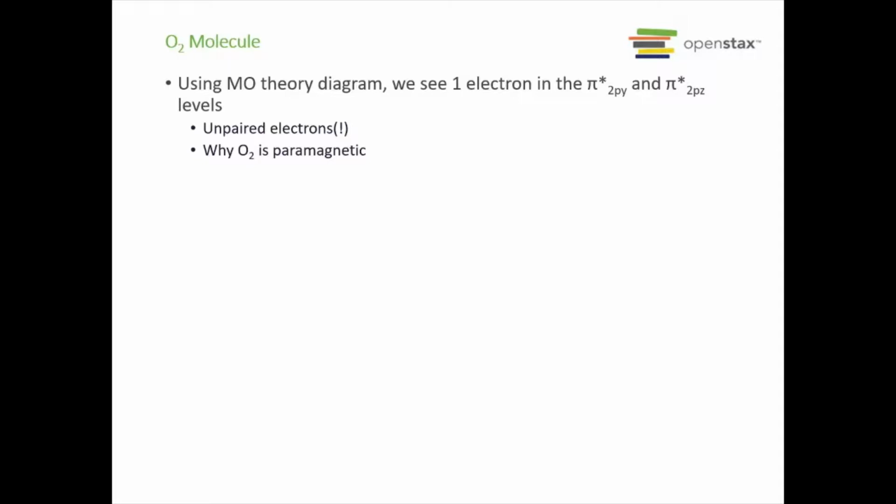So let's look at the oxygen molecule again. Let's go back to that guy and use its molecular orbital theory diagram. And we end up having one electron in the pi star 2py and one in the pi star 2pz levels. These are now unpaired electrons, and why oxygen is paramagnetic.